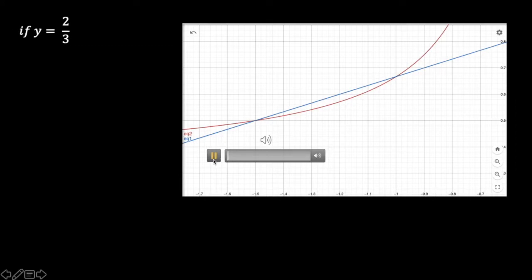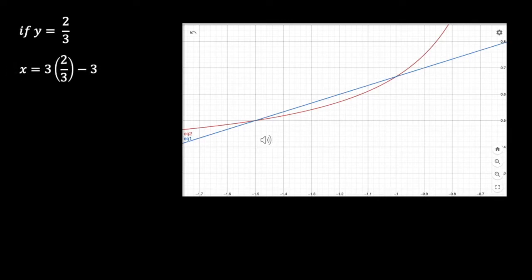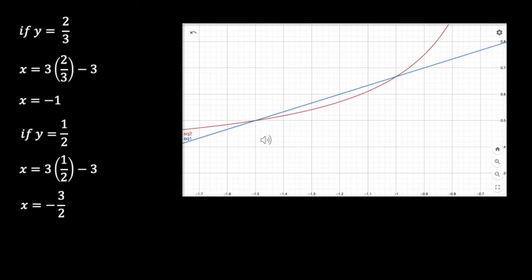After we got the values of y, we need to substitute them into equation 3. So equation 3 is x equals 3y minus 3. If y equals 2 over 3, we insert the first value of y into equation 3, so x equals 3 times 2 over 3 minus 3. So we get x equals negative 1. Next, if y equals 1 over 2, x equals 3 times 1 over 2 minus 3, then we get x equals negative 3 over 2.